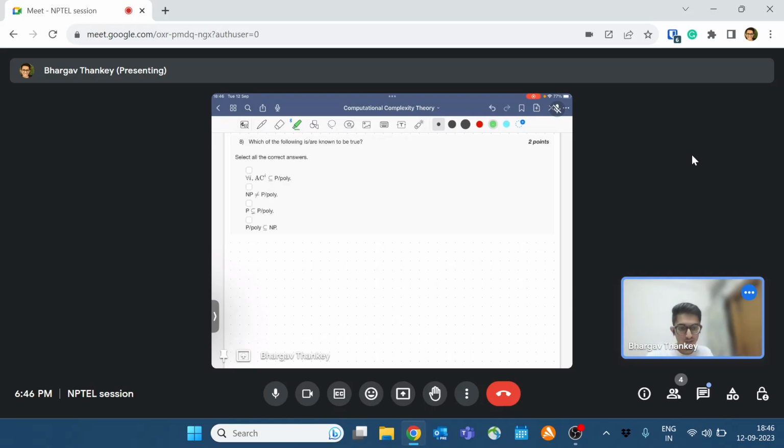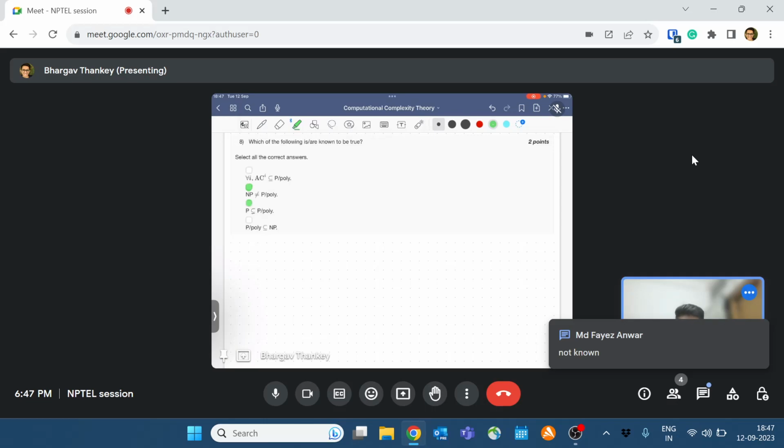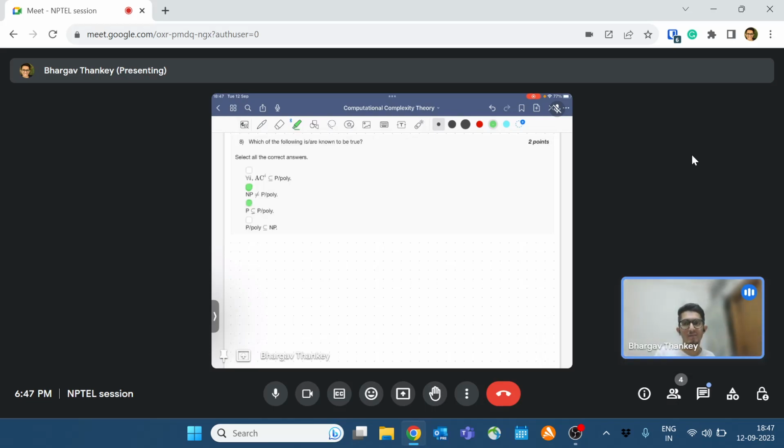So B and C are correct. Why is D not correct? In particular, the Karp-Lipton theorem shows that if NP is in P/poly, then PH collapses to the second level. But whether PH collapses to the second level or not is an open problem. So we can't say anything about option D. But why is option A not true?